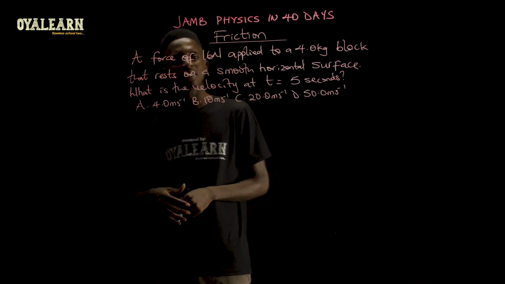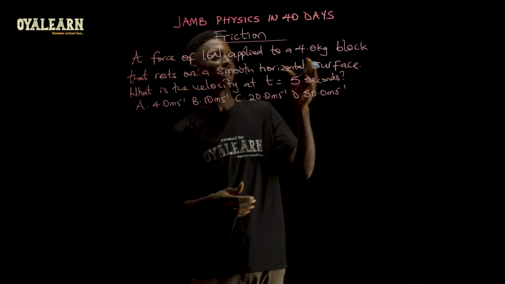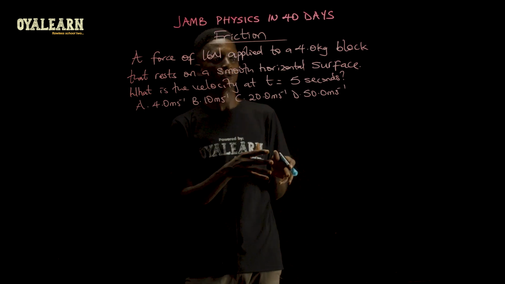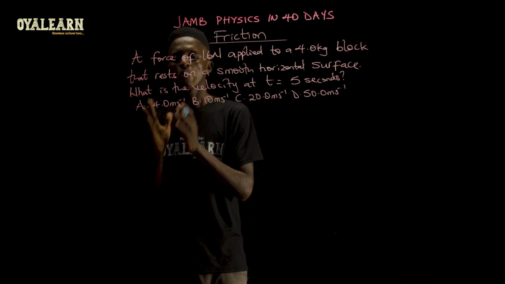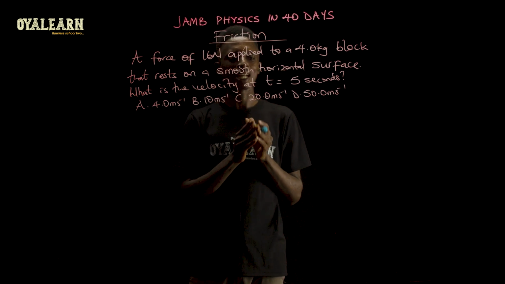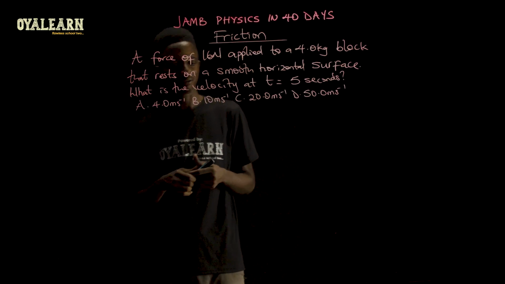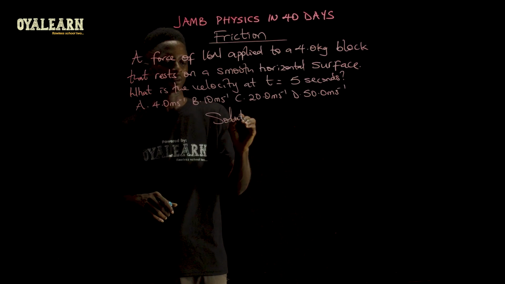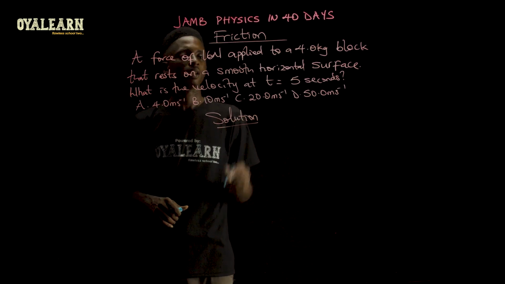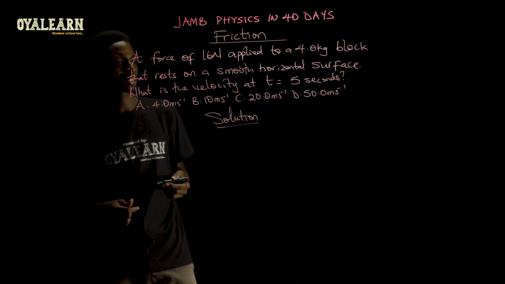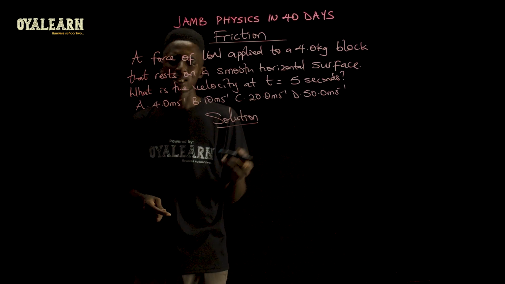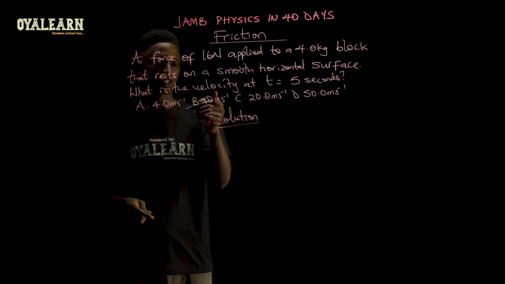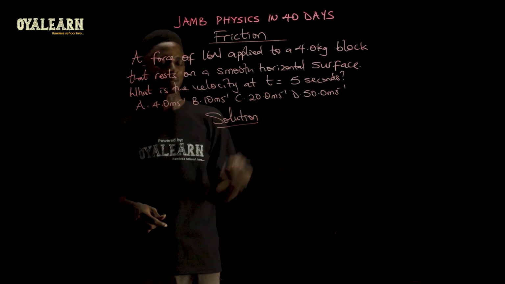A force of 16 Newton is applied to a 4.0 kilogram block that rests on a smooth horizontal surface. What is the velocity at t equals 5 seconds? Now, we are given the force, we are given the mass. What we now need is velocity. We already have time, which is 5 seconds.